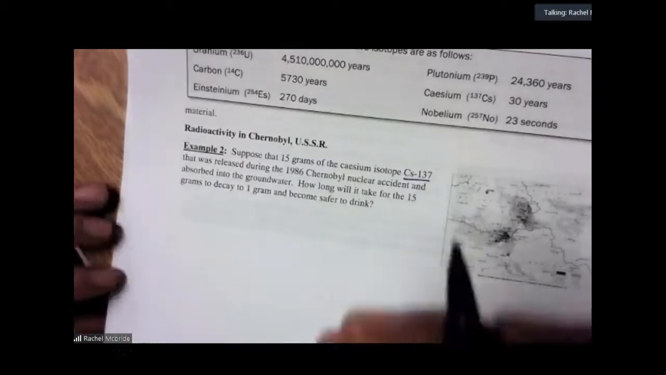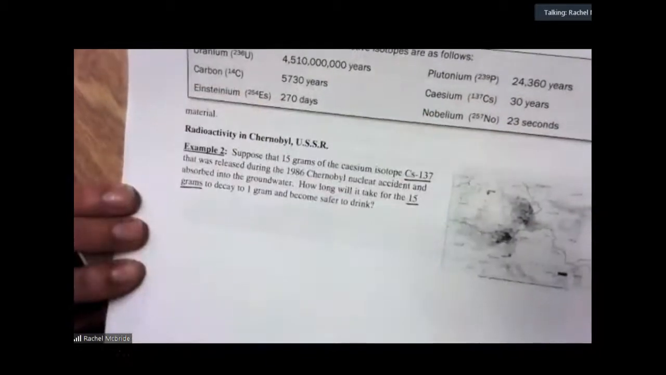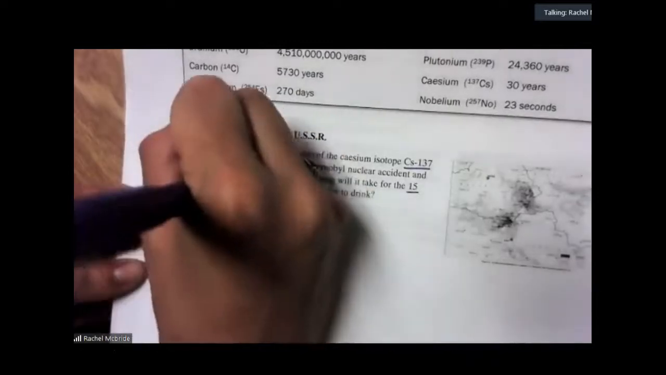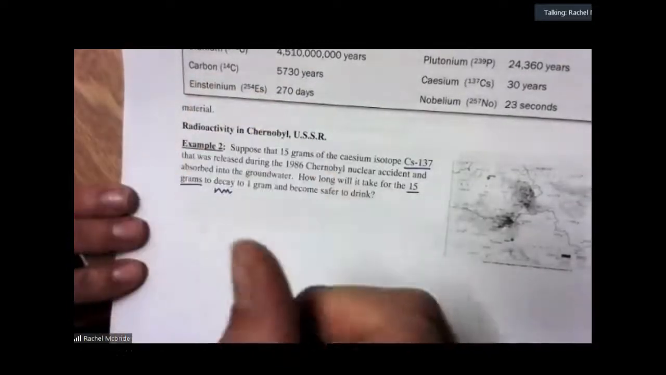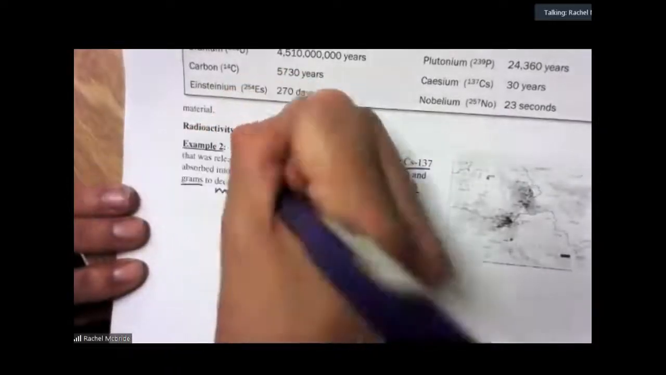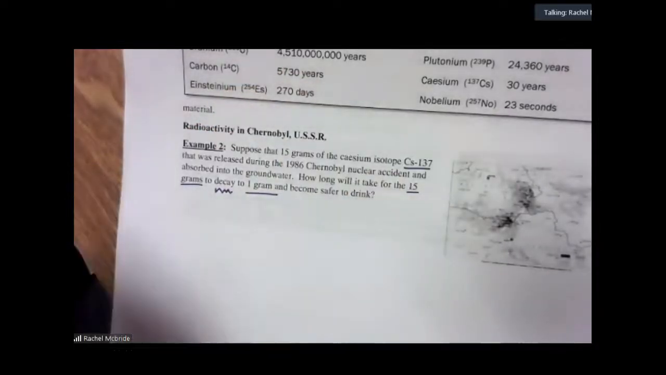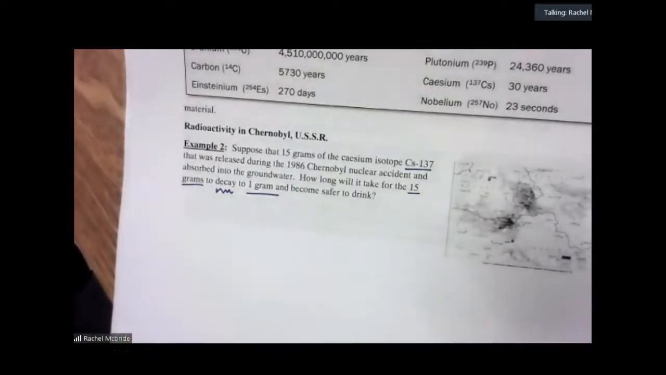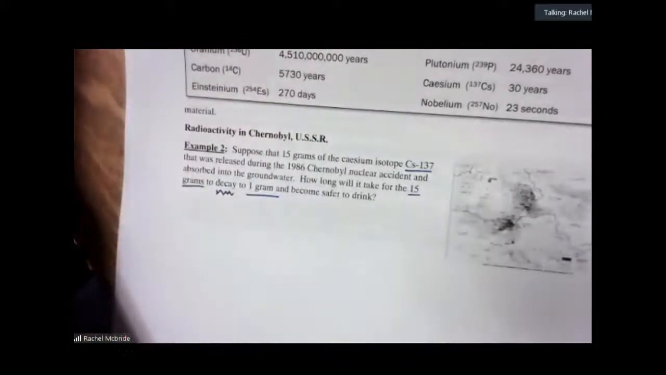How long will it take for 15 grams, so that's the initial, to decay? So that tells me my k value is negative. And this is what we are trying to find. We are trying to find how long it will take to get to 1 gram. So basically what we're going to do is use that idea of dy/dt equals ky, the idea of y equals ce to the kt, and we're going to use that to come up with a solution to this problem.